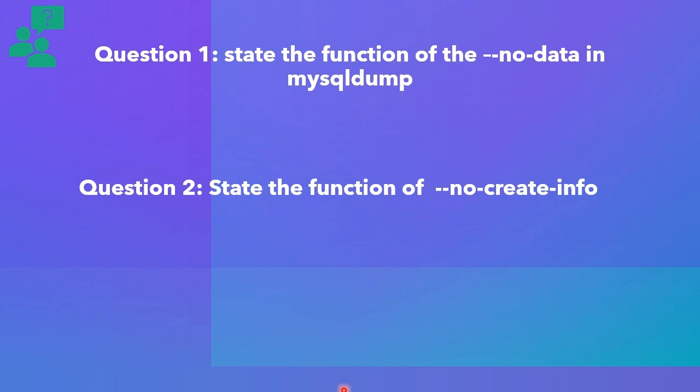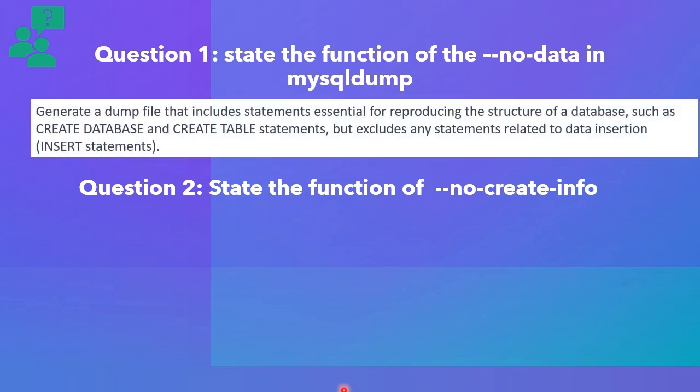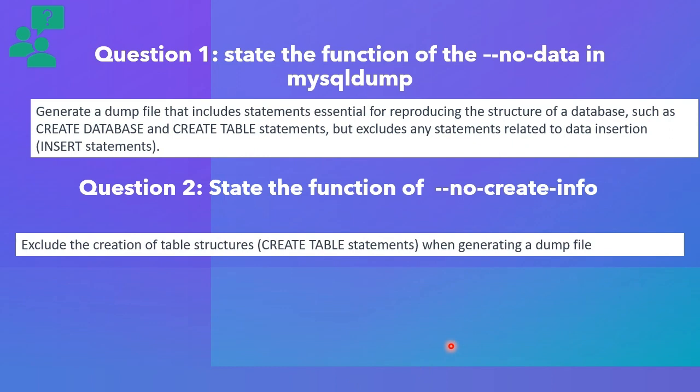Now we go to this question: state the function of no data in the MySQL backup. The no data argument is going to be generating a dump file that is containing create database and create table statements. Okay, now let's go to question 2. State the function of no create info. No create info only has insert statements and no create table statements, so this will be excluding creation of table structures.